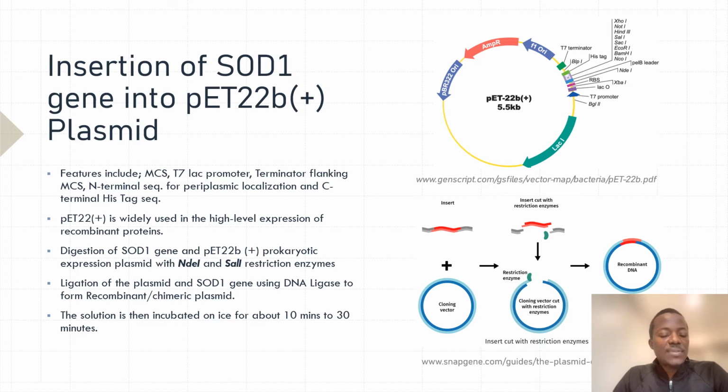So what then happens is that we take our recombinant DNA, or the chimeric plasmid, because it contains the eukaryotic gene and prokaryotic DNA. We now incubate the solution of the cells on ice for about 10 to 30 minutes. Now this is to allow for proper ligation to take place.